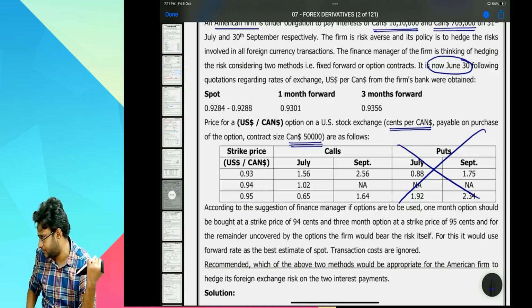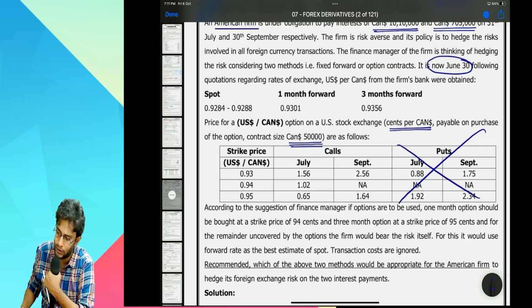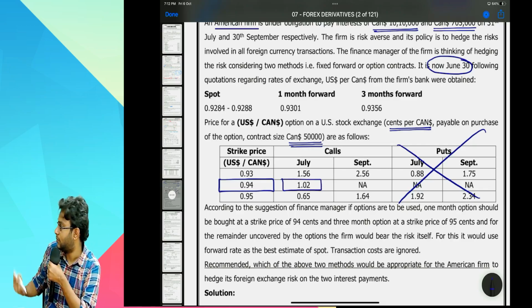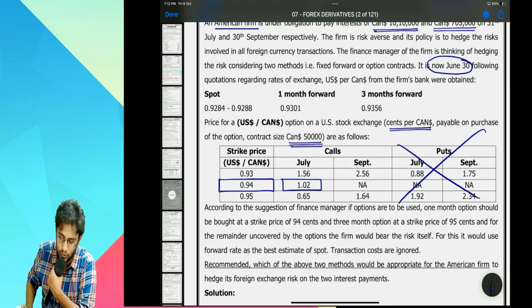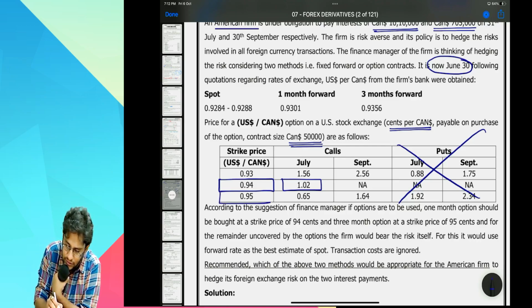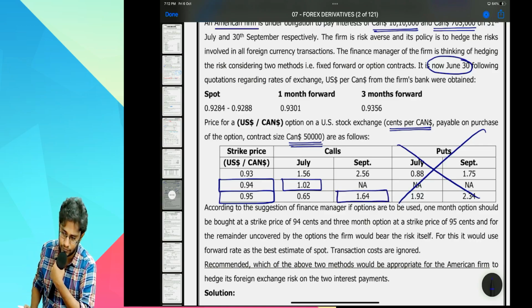According to the suggestion of the finance manager, if options are to be used, a 1 month option should be bought at a strike price of 94 cents. This only is relevant for you. The 1 month option's strike price, and the premium for the 1 month option, you also identified. Next, a 3 months option at a strike price of 95 cents, with its call premium being this one.